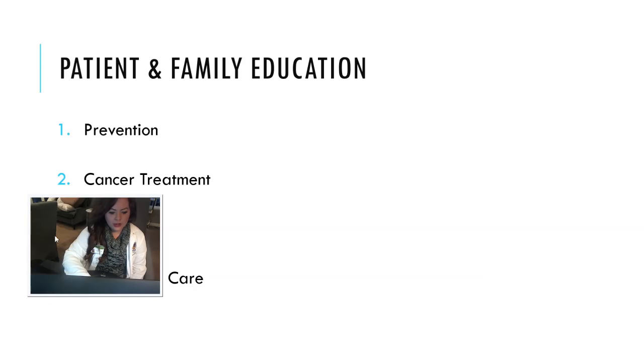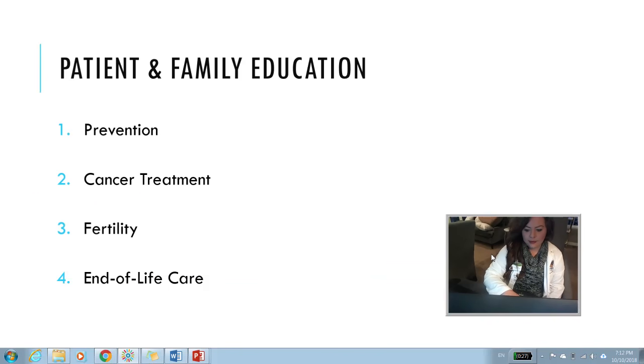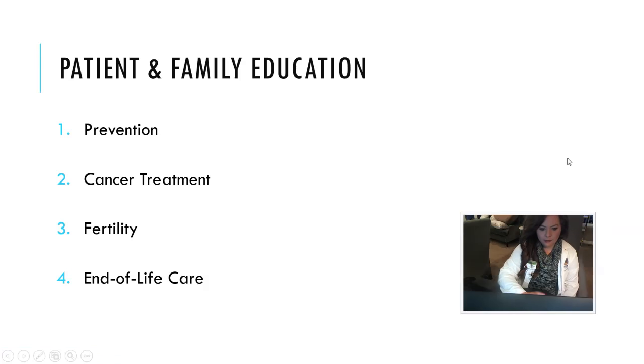All right, so for education: patient and family education should include the following domains: ovarian cancer prevention, treatment, impact on fertility, and end-of-life care. Since ovarian cancer is rare and usually diagnosed late, and since prevention and treatment have already been reviewed, I'm going to focus this patient and family education on end-of-life care for women with ovarian cancer. And I'll briefly touch on the fertility piece.